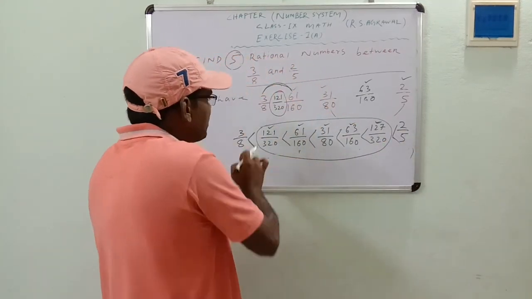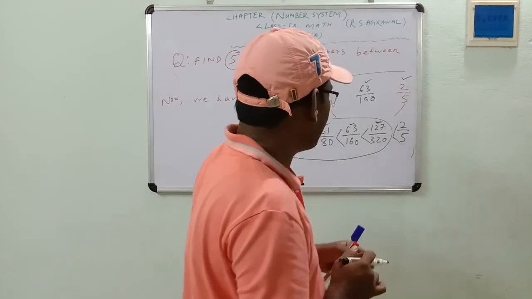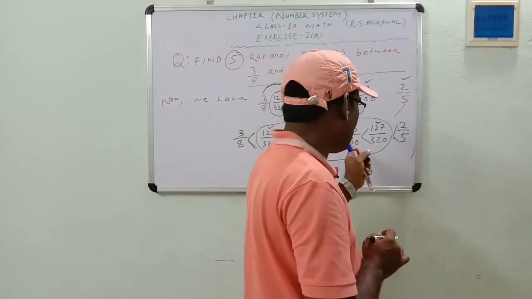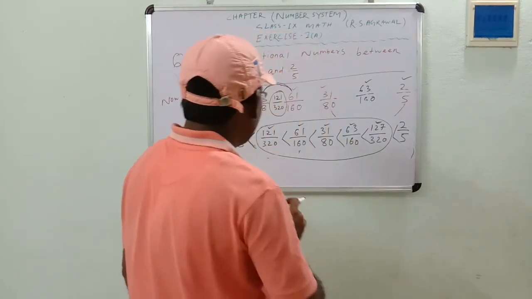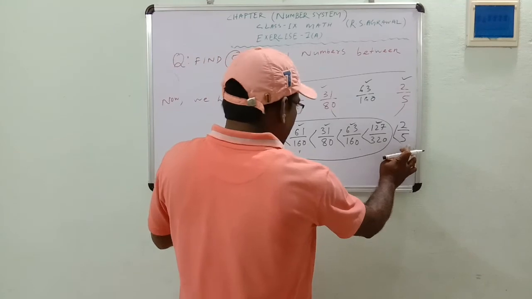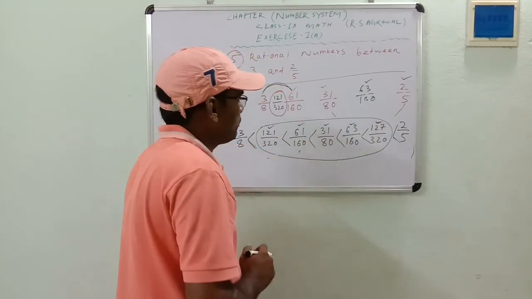3 by 8 is less than 121 by 320 is less than 61 by 160 is less than 31 by 80 is less than 63 by 160 is less than 127 by 320 is less than 2 by 5. So the given rational numbers are these two and these 5 are your required rational numbers. So note it.